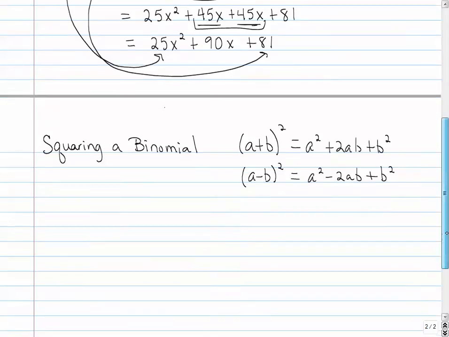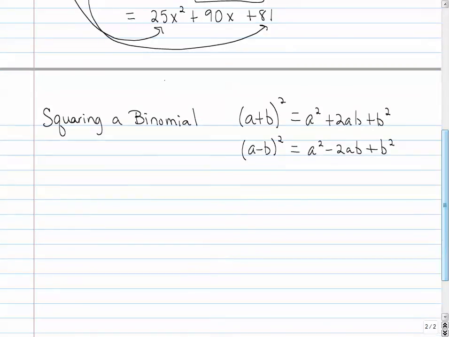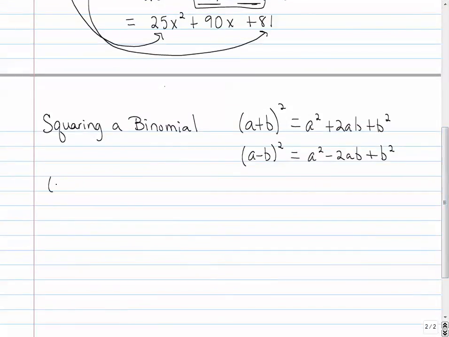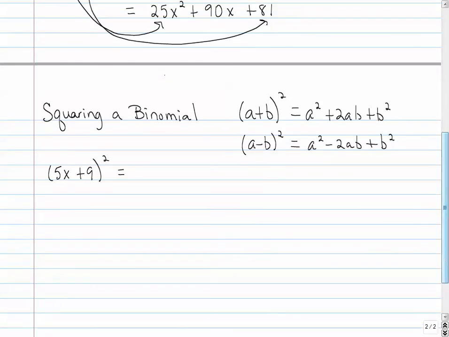So that's just a shortcut. Instead of having to write it down twice and FOIL it, you can use the shortcut. So let's work that same problem that we just did using the shortcut. 5x plus 9 squared. So the shortcut says, and this is like the first one, that you square the first term. So if you square 5x, 5x times 5x is 25x squared. So that's your first term.